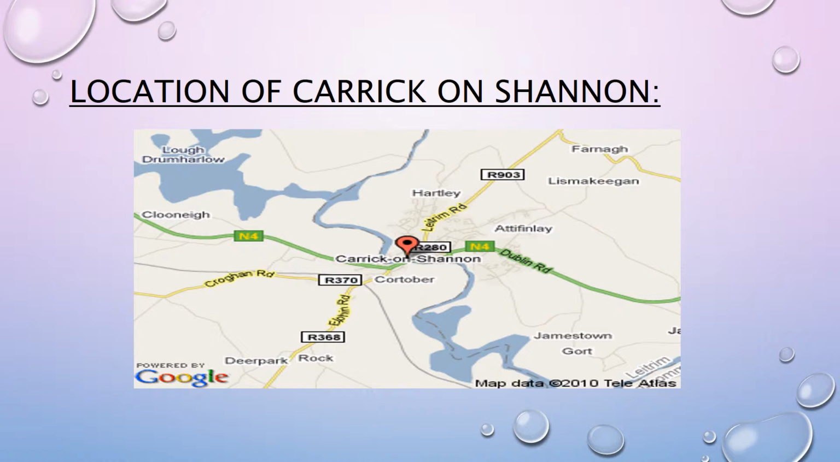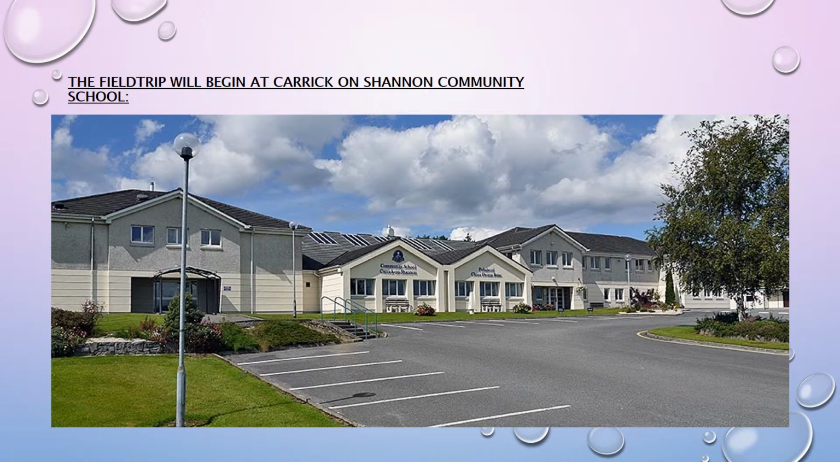Here is a map which shows the location of Carrick-on-Shannon. As we can see, the main roads which link off Carrick-on-Shannon are the Leitrim Road, the Dublin Road, the Elphin Road and the Croghan Road. Our field trip will begin at Carrick-on-Shannon Community School. Here we can see an image of Carrick-on-Shannon Community School.